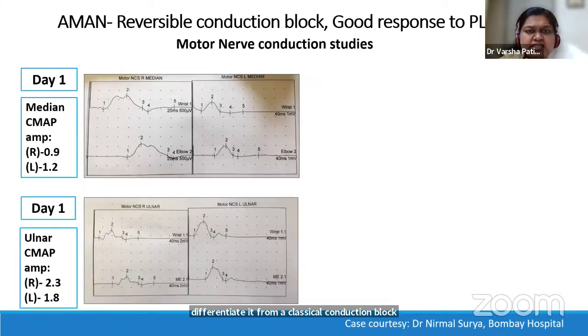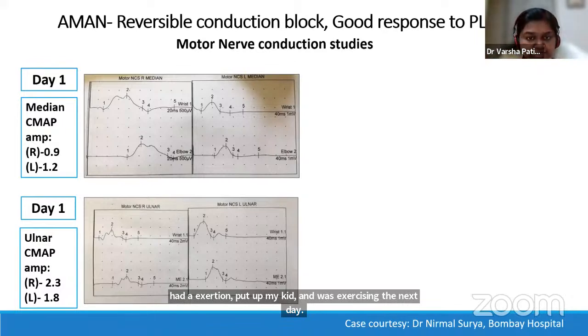So then I'd just like to briefly show one case. This was way back when I was doing my residency. I'd like to thank Vedant Surya sir for being kind enough to give this case. So this was a 30-year-old policeman who came with an overnight history. He said, I had a little exertion, picked up my kid and was exercising, and the next day I couldn't get out of the bed. So it was a quadriparetic hyporeflexic syndrome.